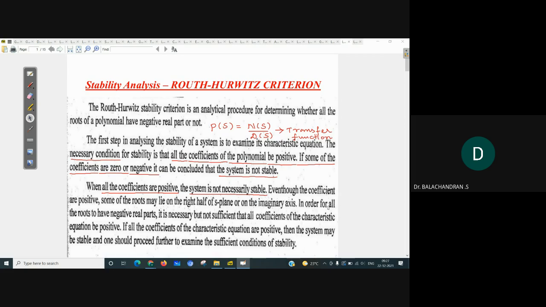In order for all the roots to have negative real part, it is necessary but not sufficient that all the coefficients of the characteristic equation be positive. So if all the coefficients of the characteristic equation are positive, then the system may be stable, and one should proceed further to examine the sufficient condition of stability.